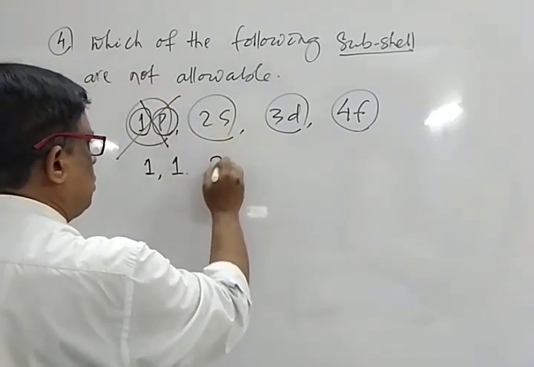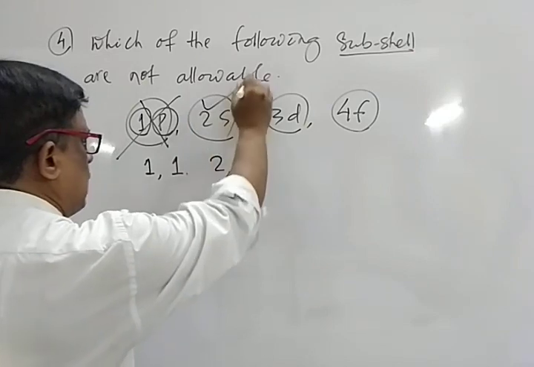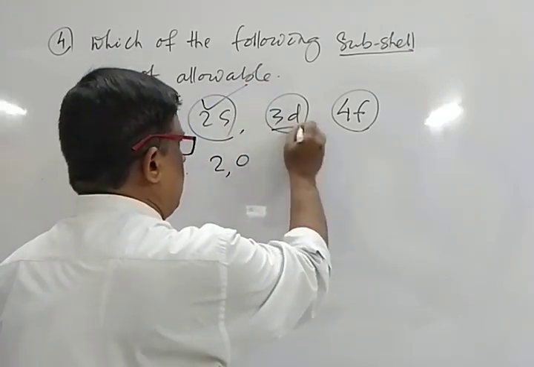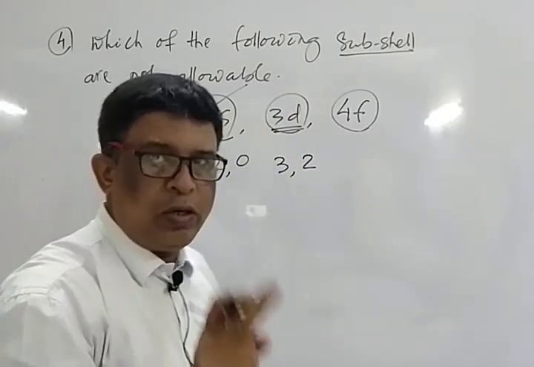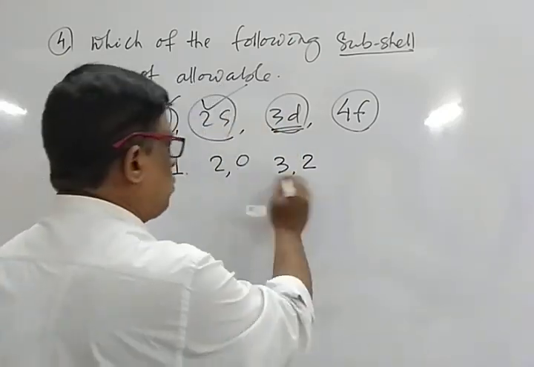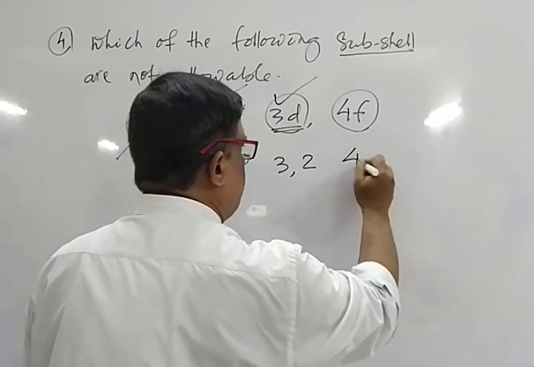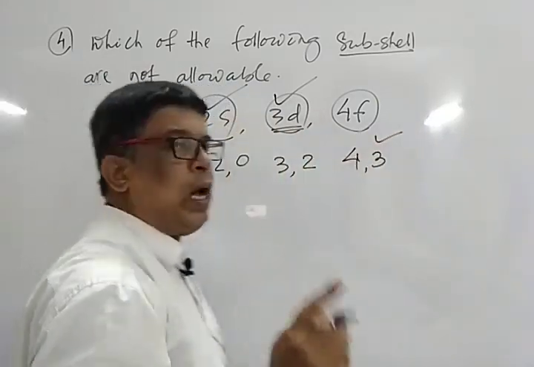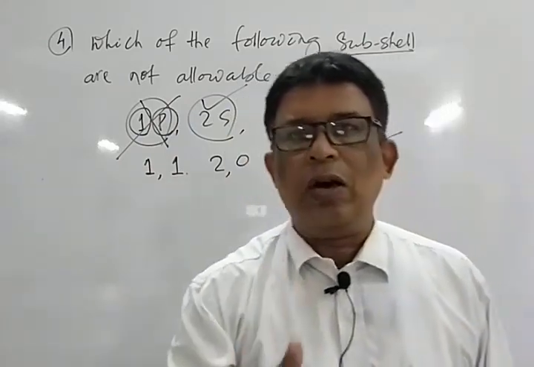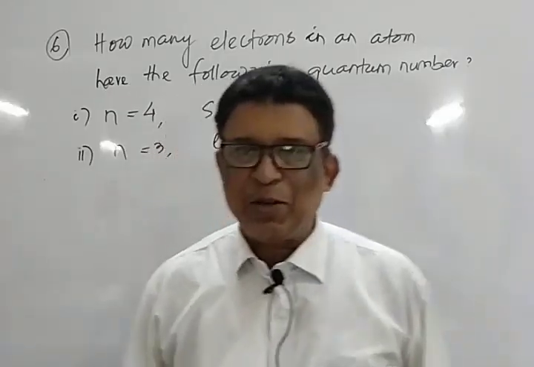Next, principal is 2, azimuthal is 0. It is allowable. Principal is 3, azimuthal is 2. s is 0, p is 1, d is 2. So less than, it is allowable. Principal 4, azimuthal 3, it is allowable. These three are allowable, while 1p is not allowable. Mark the question. Next question.